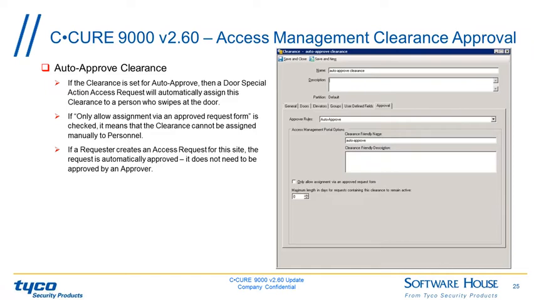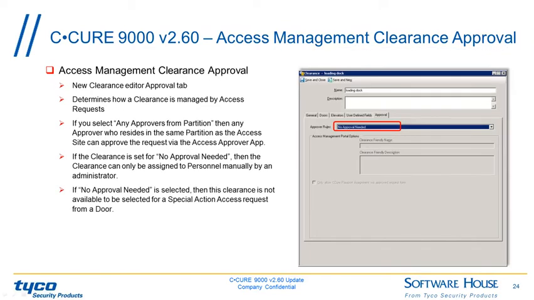So again, all this stuff is journaled so that you can tell when somebody makes a request and when somebody approves a clearance request. So it's trackable. If the checkbox for only allow assignment via an approved request form is checked, that means that you can't assign this clearance manually anymore. Okay, so if we look back, when you have no approval needed, which is essentially a manual process, that is grayed out.